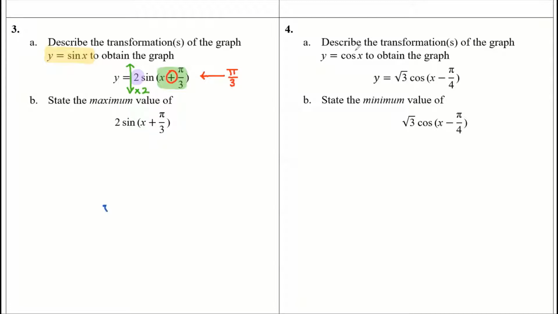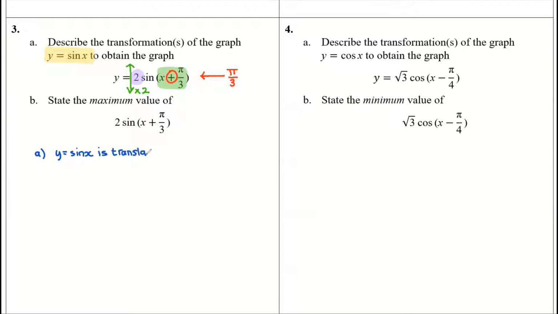So for part A, let me write. No, it's not letting me write for some reason. So for part A, we could say y equals sine x is, now because it's a shift, isn't it? It's a shift by pi over 3 to the left. The proper name for this is, of course, a translation. So we say it is translated.